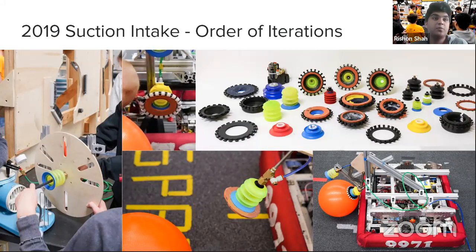We also built a human player station really early on in the season, so we were able to drive up to it and see how the suction cups would be able to grab cargo directly out of it, and also see how quick turning would affect the suction cups when we were trying to grab stuff out of the human player station. So it really gives valuable info as to whether or not the suction cups would meet some of the goals that we had set for them.